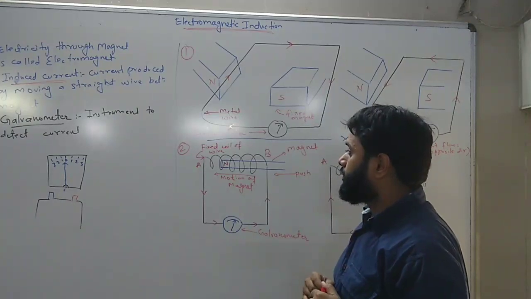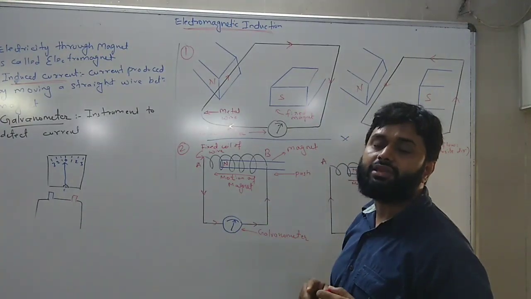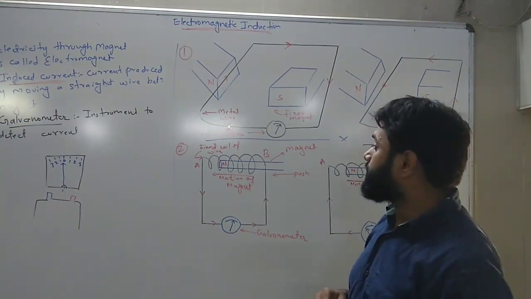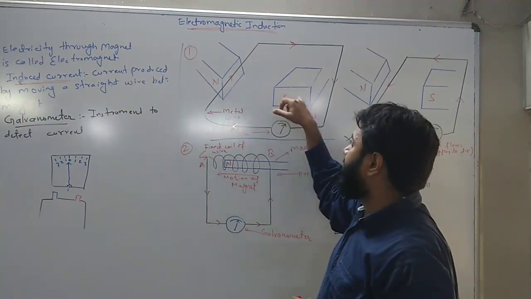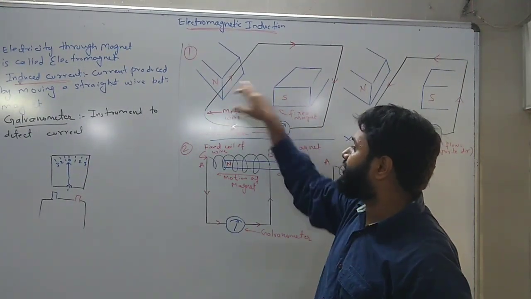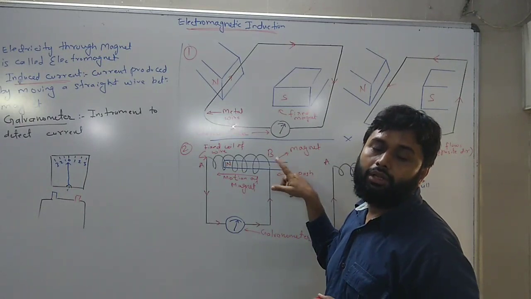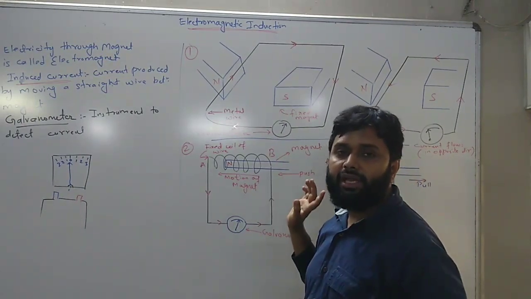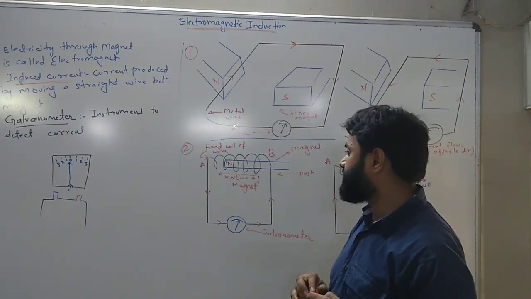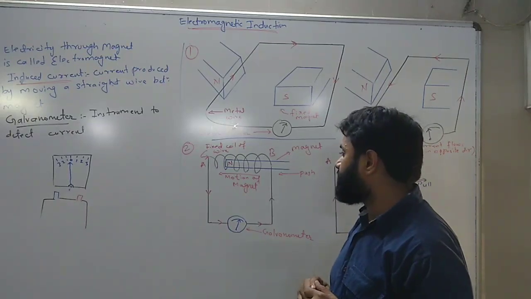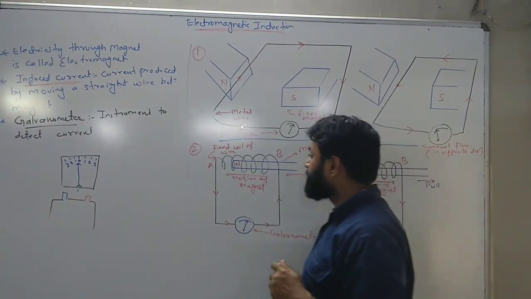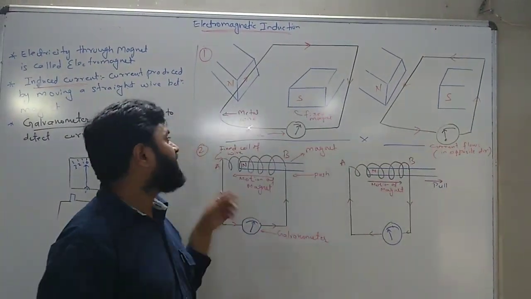Another method of increasing the current is to use a more powerful magnet. If we increase the strength of the magnet, more current will be induced. This is the third method. The fourth method is if we keep the rotation faster.